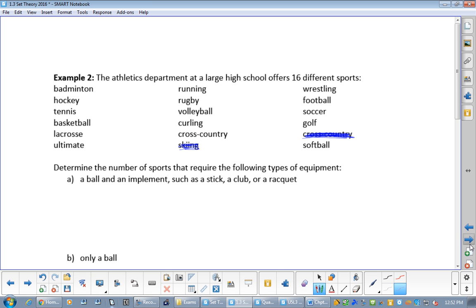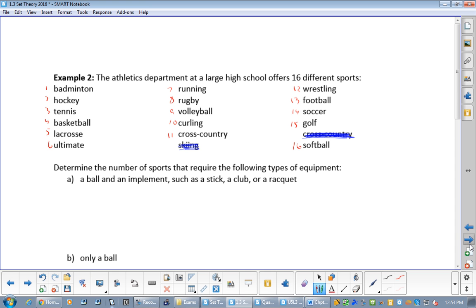Now, all I want to do is let's number these. 1, 2, 3, 4, 5, 6, 8, 9, 10, 11, 13, 14, 15, and 16. Okay, so we should have 16 things. Now, the athletics department at a huge high school offers 16 different sports. See, that's another good reason why we had to cross out. I think it was cross-country skiing, but anyway, let's move on.